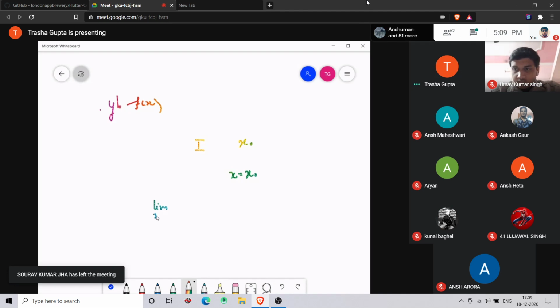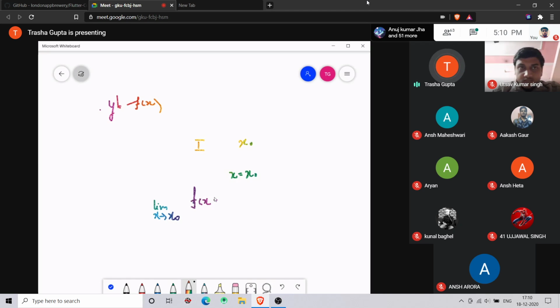limit x tending to x naught, f(x) minus f(x naught) upon x minus x naught, this limit exists and is finite.